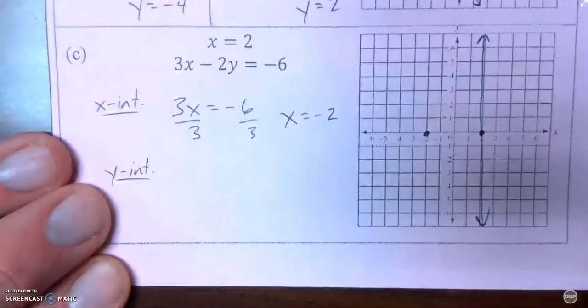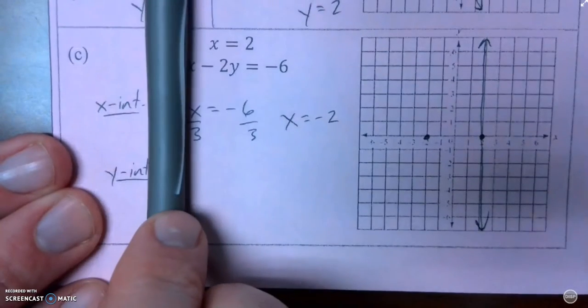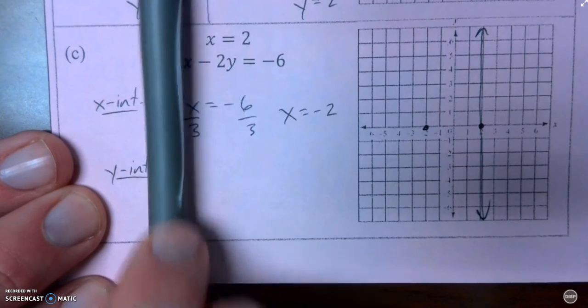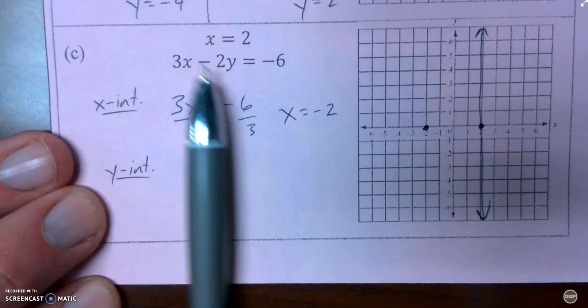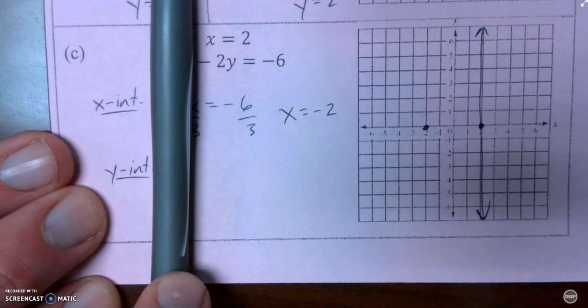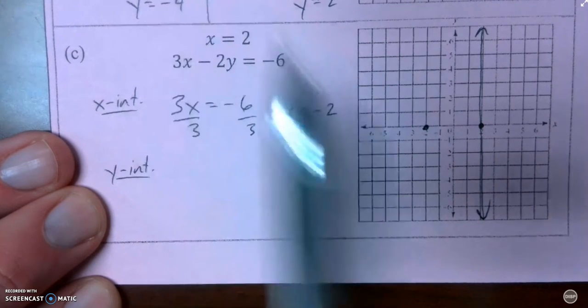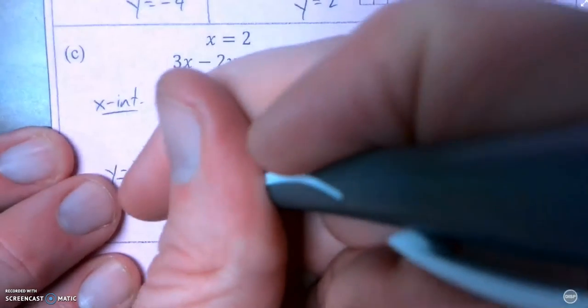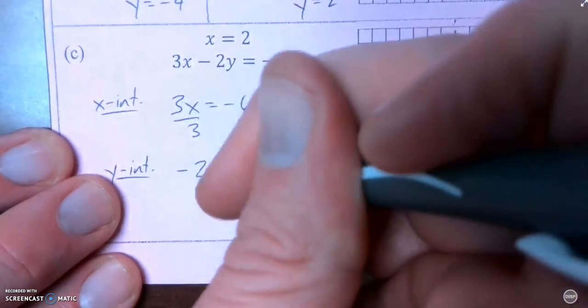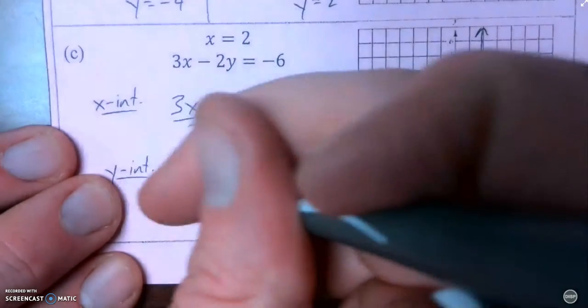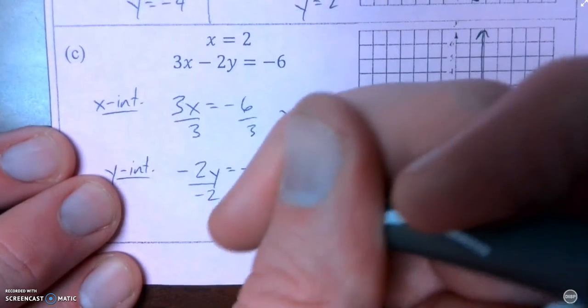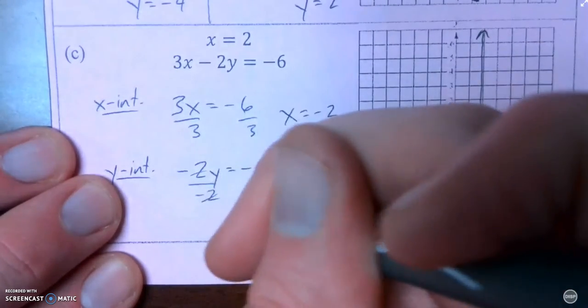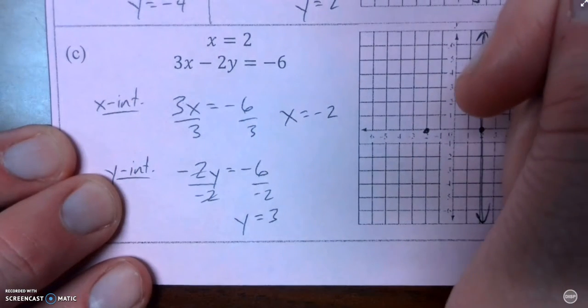To find the y-intercept, I need to cover up the x term. Now be careful here, don't lose that negative sign. That negative sign goes with the thing after it. So if you cover up the x term, you've still got negative 2y equals negative 6. And if negative 2y is negative 6 and you divide both sides by negative 2, you're going to get y to be positive 3.